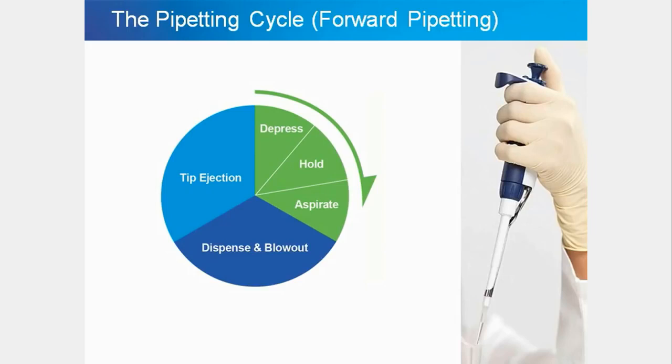A touch-off will be required, which we will cover shortly. After this, the plunger is returned to its resting position. Step 5 is tip ejection.